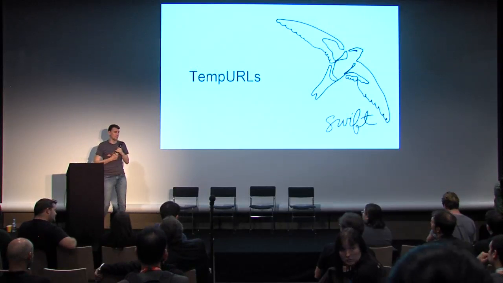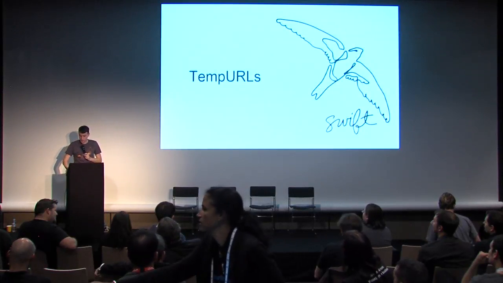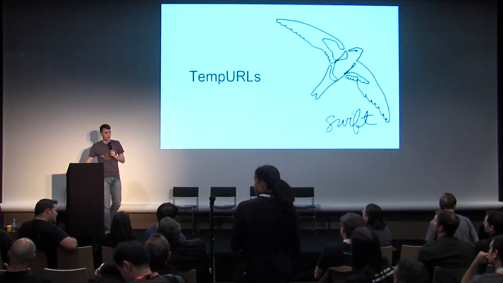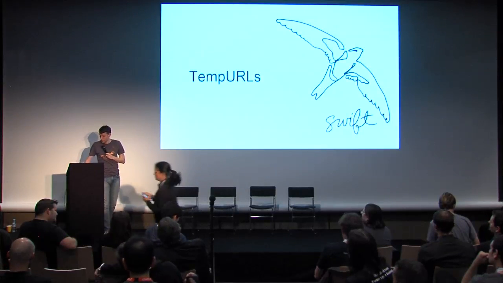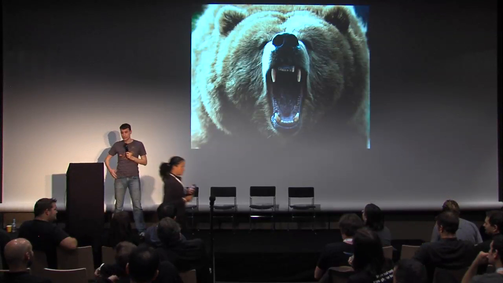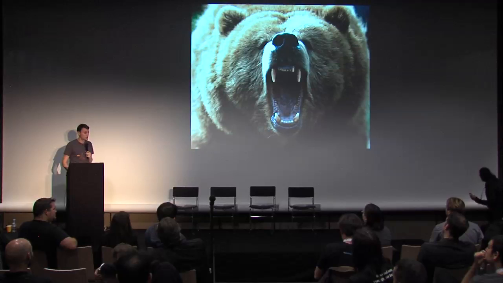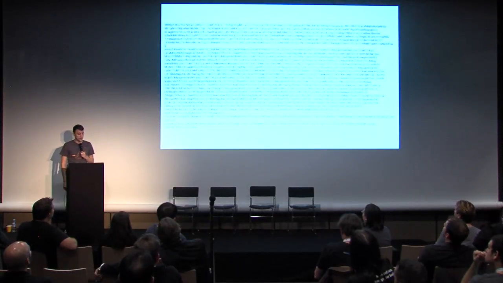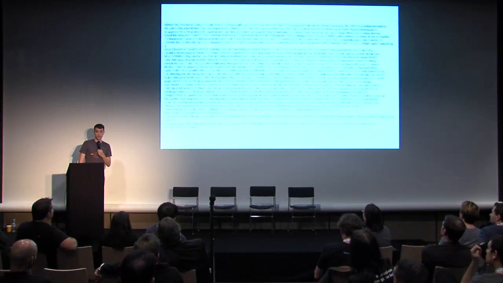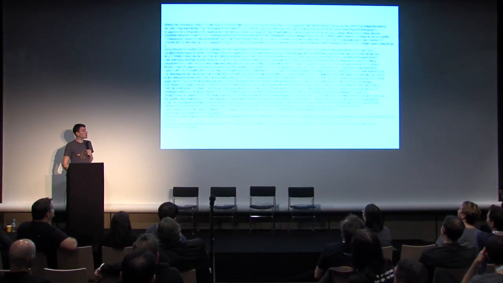Hi, my name is John. I'm the Swift PTL, and I want to talk to you about temporary URLs. Being only 5 minutes long, I figured temporary URLs, as in a short-term URL, is a good thing to talk about. So, why do we need these things? The problem is that auth is a bear. And why is it so painful? Well, from the docs, here's an example of a short token from Keystone. Just type it in. It works with curl.